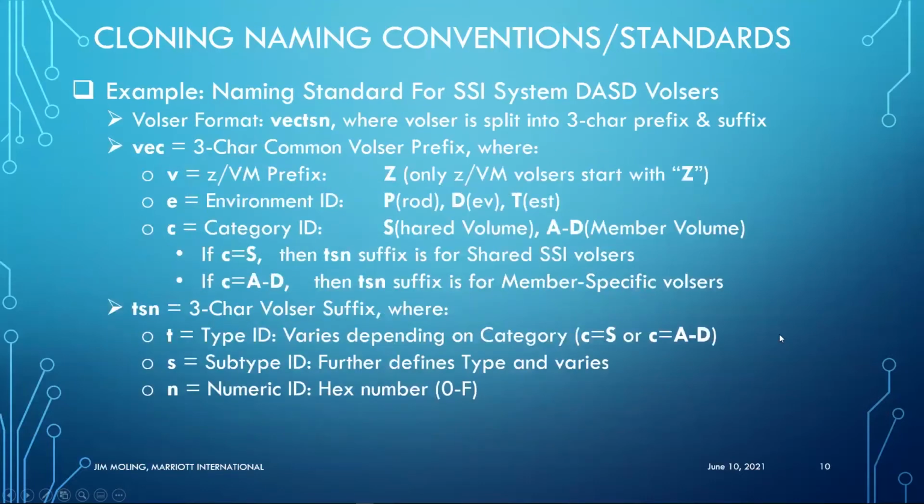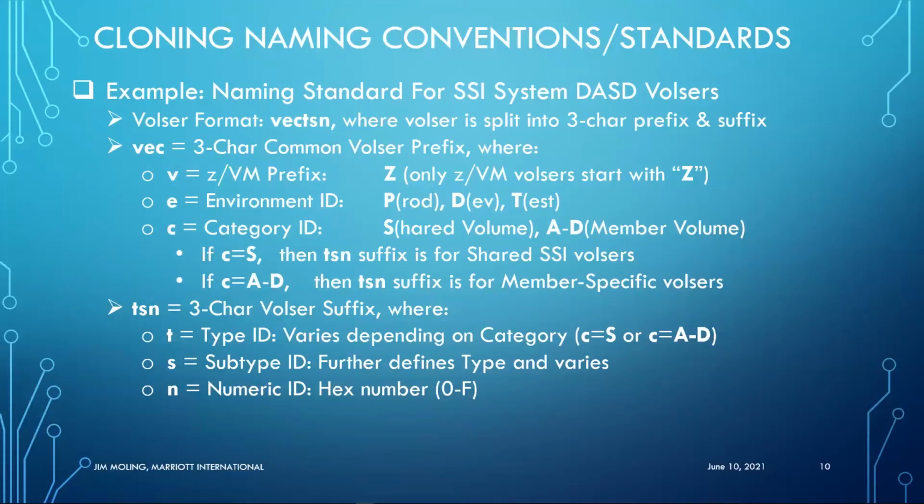So moving on, now we're going to take a look at the volume format. Like I said, we've got six positions to work with. So again, I'm splitting it up into a 3-character prefix and a suffix. The 3-character prefix is fairly fixed, static. It's the suffix that gets a little bit interesting, I guess we should say.